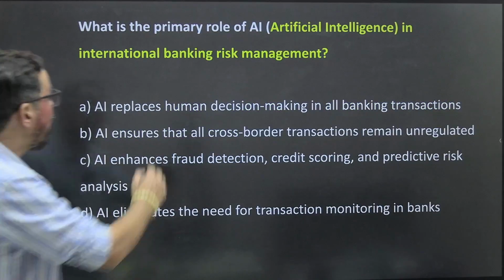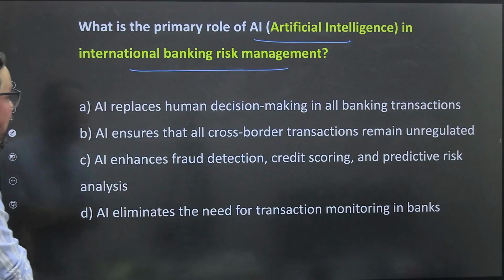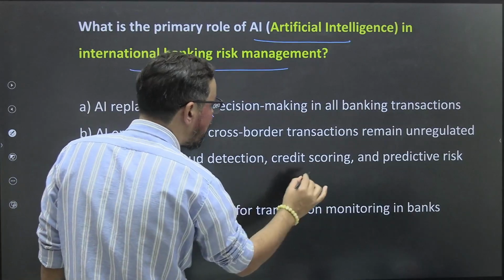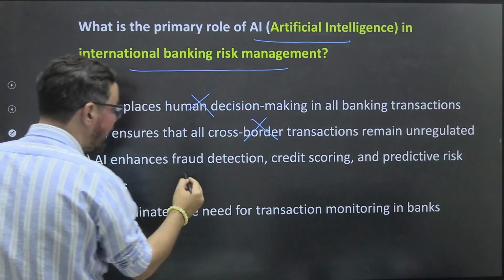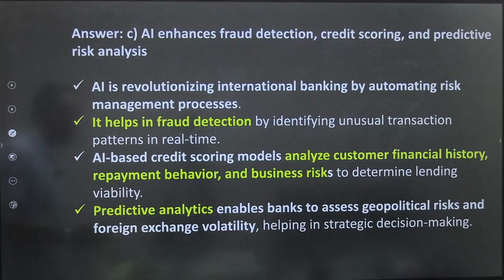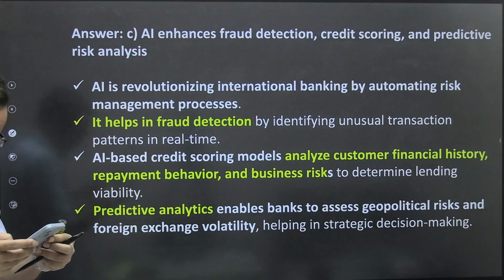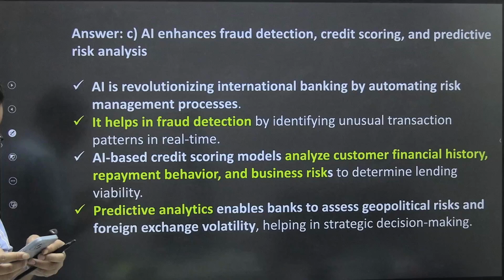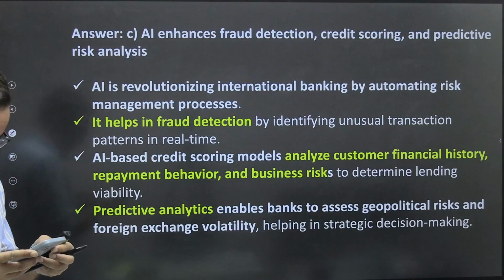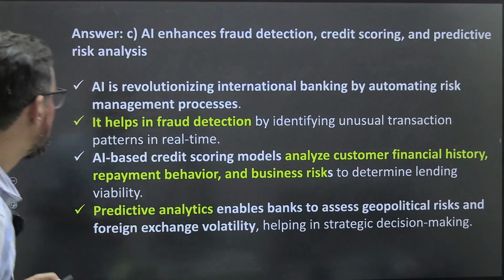Next one, what is the primary role of AI in international banking or risk management? AI replaces human decisions? No. AI ensures that all cross-border transactions remain unregulated? No. AI enhances fraud detection, credit scoring, and predictive risk analysis. Okay, so this we have discussed earlier also. Please quickly go through this. All right, so next one, guys.